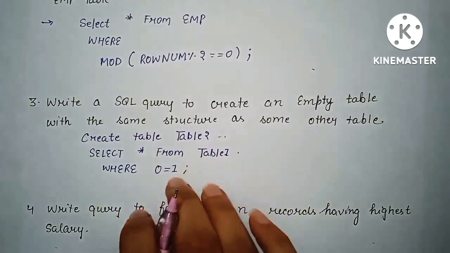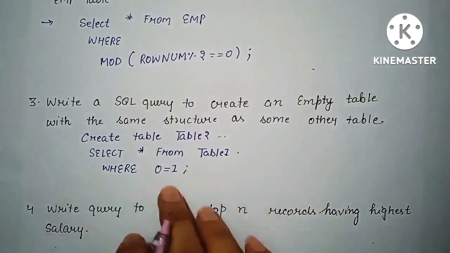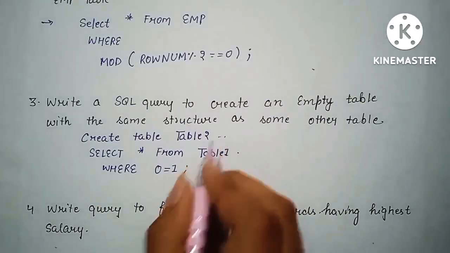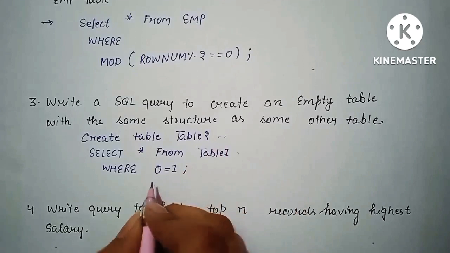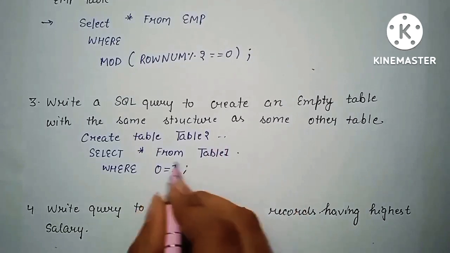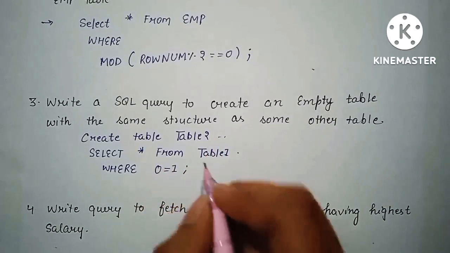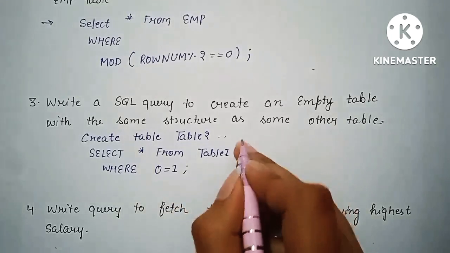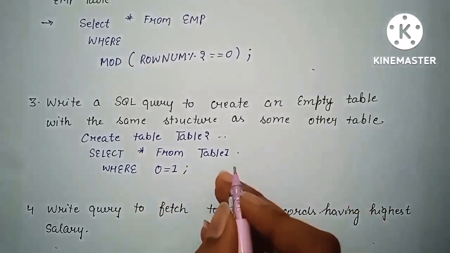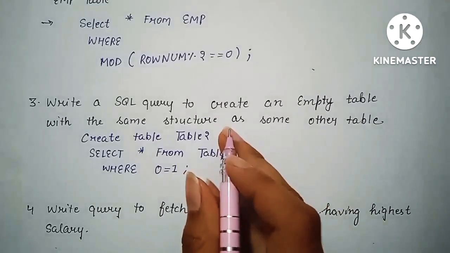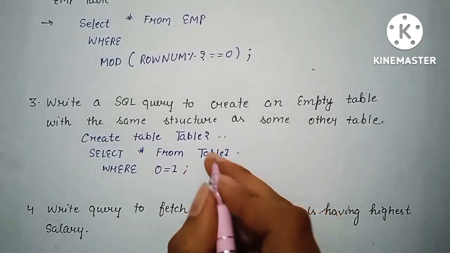Now in the third line, what is it saying? We want only those records from table 1 to table 2 that satisfy this condition. But as we know, 0 cannot be equal to 1 in any condition, so this condition will not be true for any record. So no record will be added to table 2. Only the structure of table 1 will be added to table 2 and not the contents of table 1.